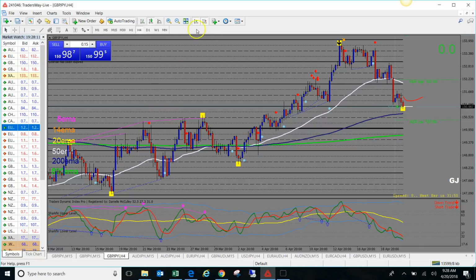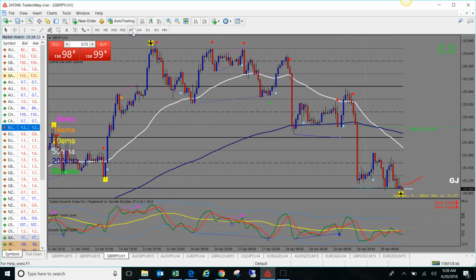When it crosses below, let me see if I can find where it crosses below. Right here. So when the 50 crosses below, that's known as the, what do they call that? The death cross. That lets you know that, all right, a downtrend is coming. So that would be a bearish market or trend.